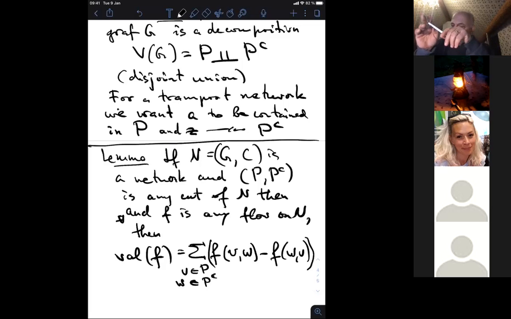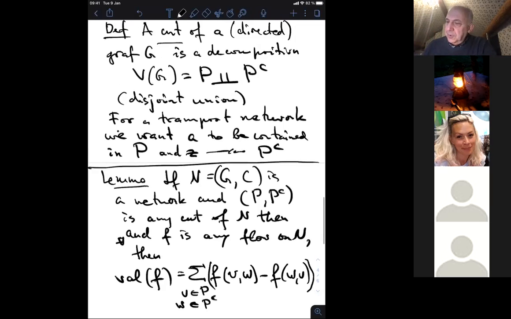Okay, so we have directed edges. If an edge is directed from V to W, then we take the value of the flow on this edge with a plus. And if it's directed the other way around, from P complement to P, then we take its value with a minus sign.